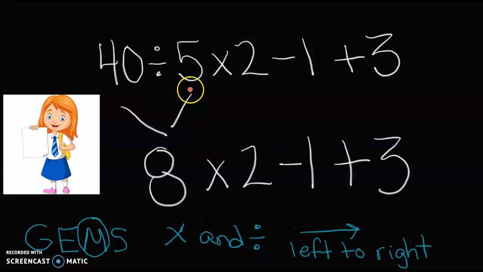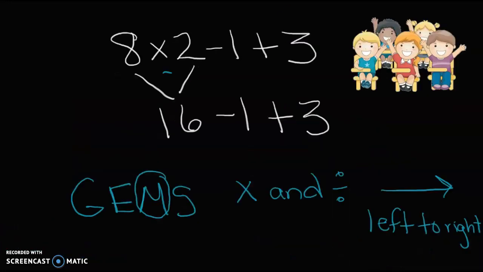So I'm going to go ahead and look at this. I can see that the next, what I see is division, I see multiplication, subtraction, and addition. I'm going to go ahead left to right. I am going to divide. 40 divided by 5 equals 8. I'm going to continue to rewrite the problem. Multiplied by 2, subtract 1, add 3. Let's go ahead and go on.